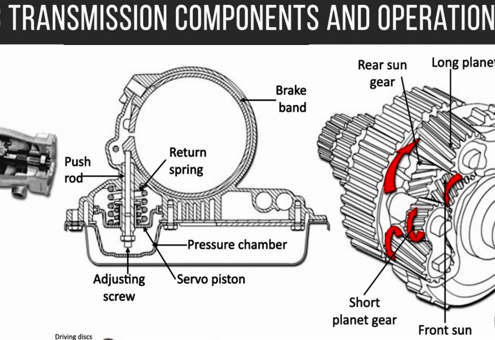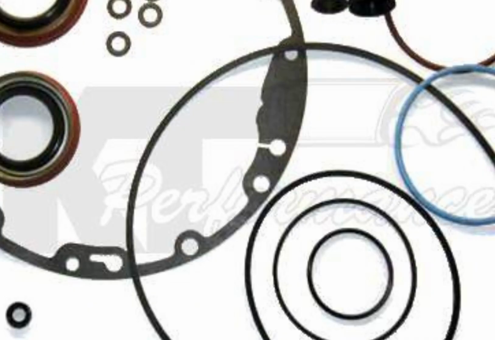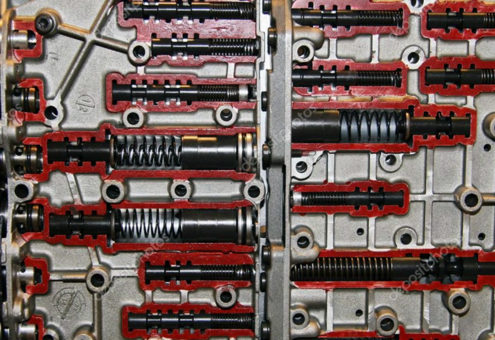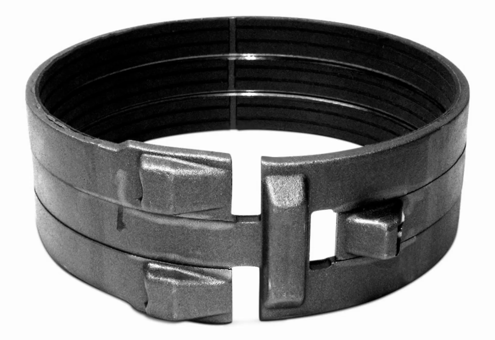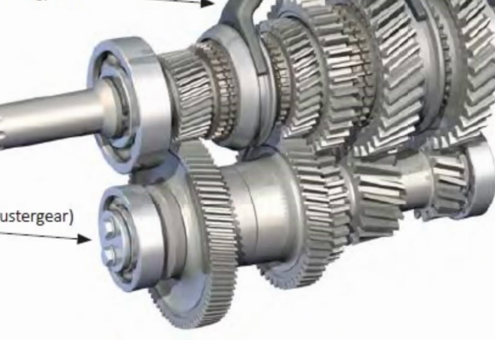Seal and gasket replacement. Replace all seals, O-rings, and gaskets to prevent leaks. Use a seal installer to avoid damaging the new seals. Valve body service. Clean and inspect the valve body for blockages or damage. Replace solenoids if necessary. Inspect and replace bands and planetary gears. Check for wear or damage on bands and planetary gears.